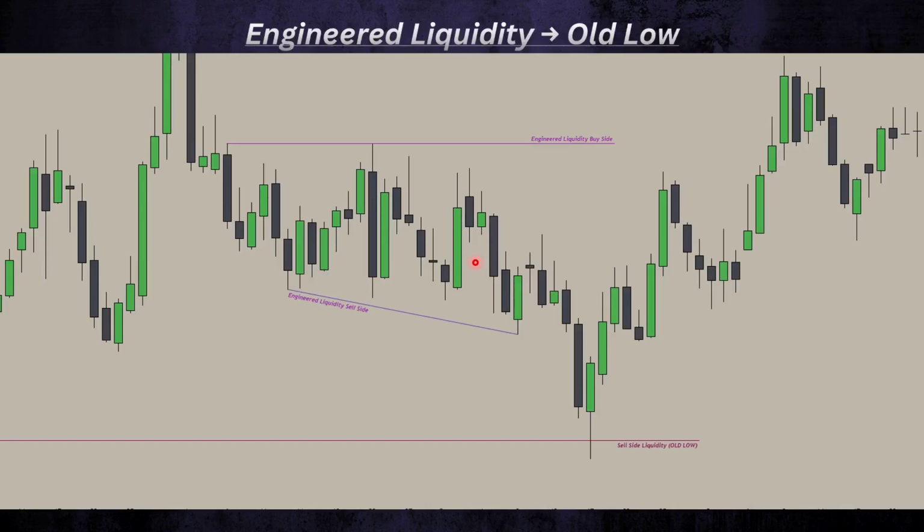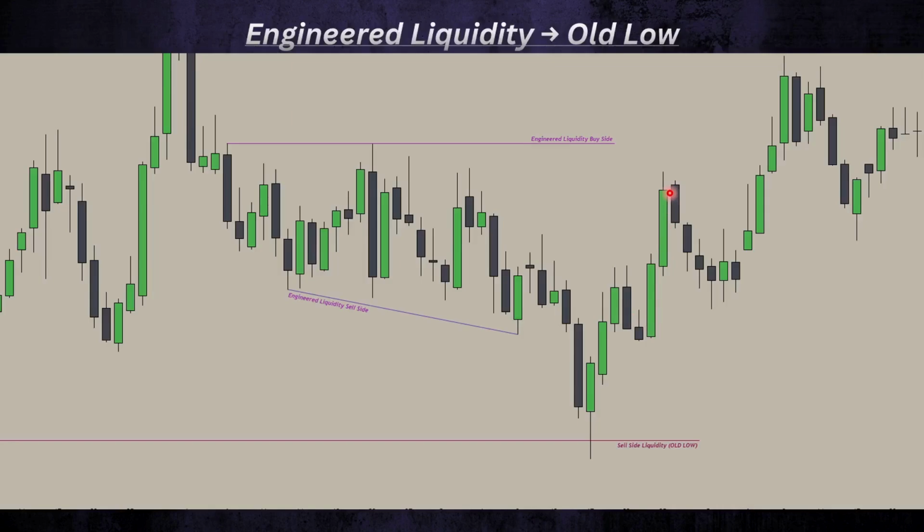Now, here's what happens next. Price reaches down, takes the engineered sell side liquidity first, but that's the easy liquidity. So price continues lower and reaches for the old low sitting beneath this range. The old low is a real pool of sell stops. Once that gets taken, now the algorithm has everything it needs. And that's when the buy program kicks in. You can see the reaction immediately. A clean, sharp move in the opposite direction.